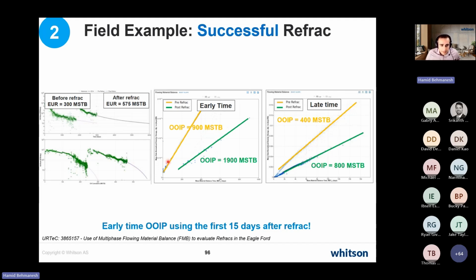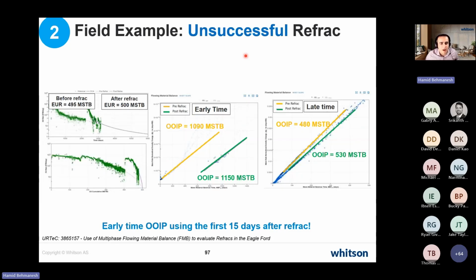So the beautiful thing about the FMB, at least for this subset of wells that we are investigating here, is that only within 15 days after refract, it shows a clearly distinct slope with respect to the early time data. So it clearly shows that the refract has been successful. How do we define a successful refract? If we are able to add reserve to our wellbore, we're going to call it a successful refract. If it's simply accelerated reserve, we don't call it a successful refract. And in this paper, they presented both of them: what's a successful refract and what's an unsuccessful refract.